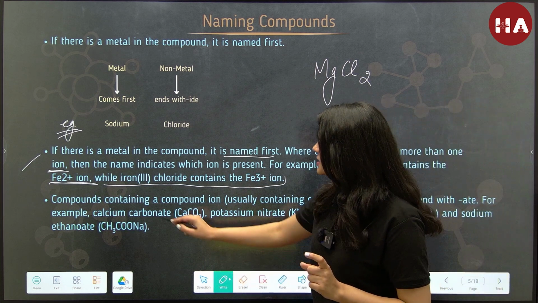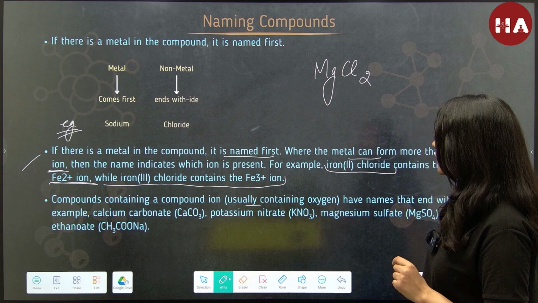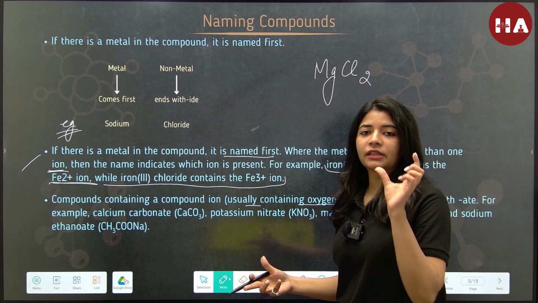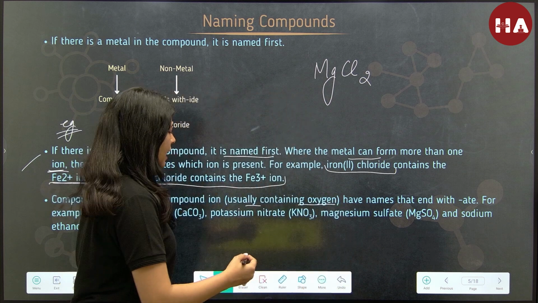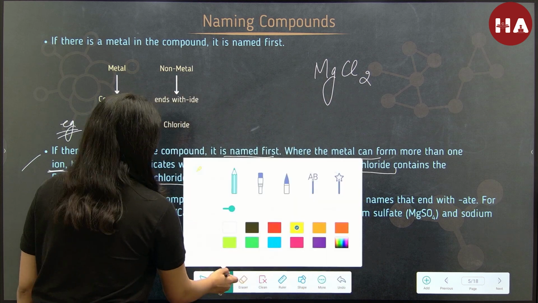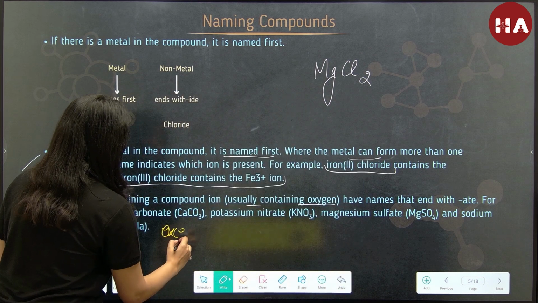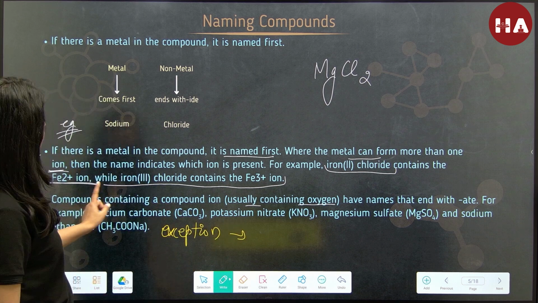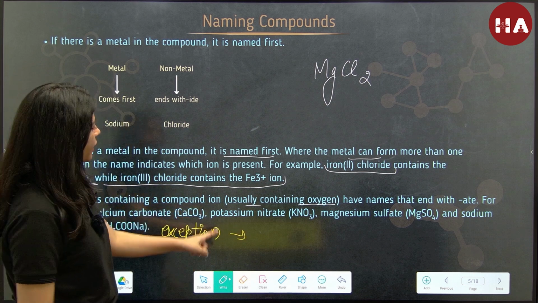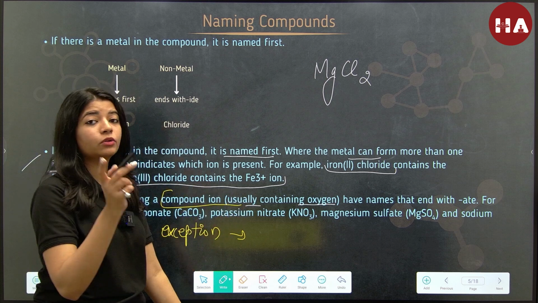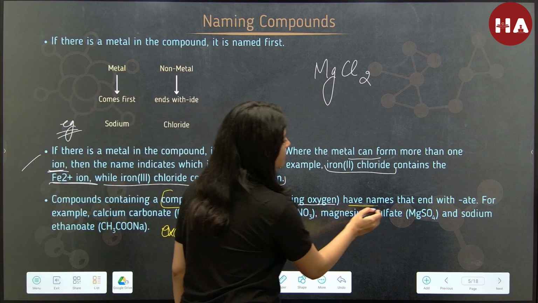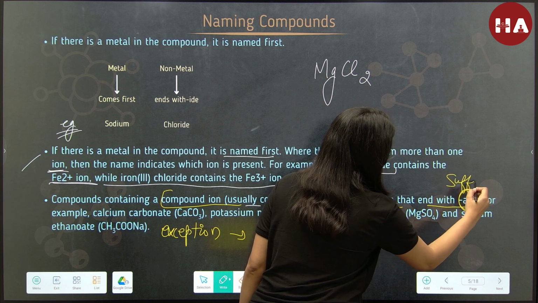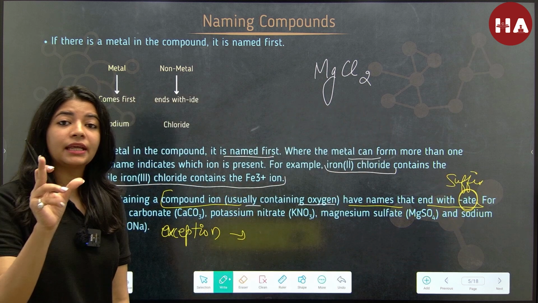Next, a compound containing a compound ion which has oxygen will have the suffix ate. There is an exception to it. Let's first read this completely and then I'll tell you the exception. So a compound containing a compound ion, I've shown you the table before, has a name that ends with ate. This is the suffix. When do we use this ate suffix?